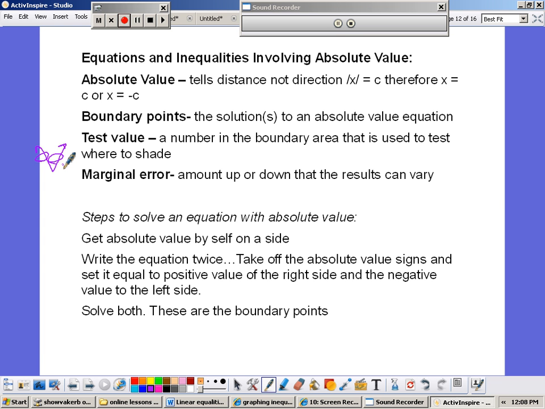Steps to solve an equation with an absolute value. Get the absolute value by itself on a side. Write the equation twice. Take off the absolute value signs and set it equal to the positive value of the right side and the negative value on the left side. Solve both. These are your boundary points. So here are some examples.